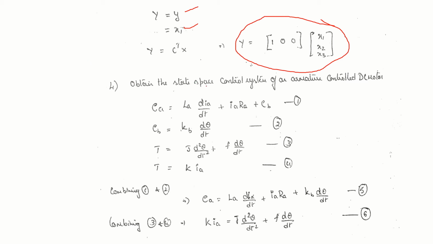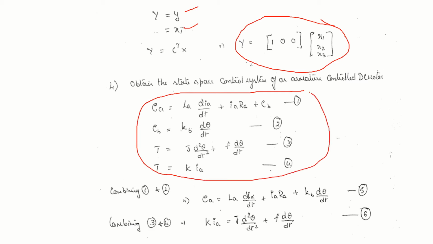Obtain the state space model of the control system of an armature controlled DC motor. I have not drawn it here because I have been using this quite often. Earlier also I have derived this equation, so that's why I have straight away written down the equations. Otherwise, you can just refer to the PDF notes and get it.